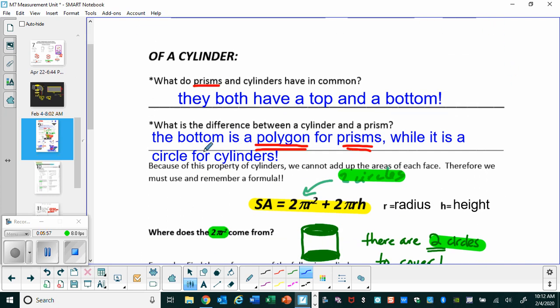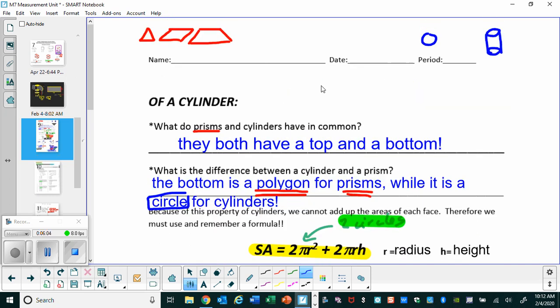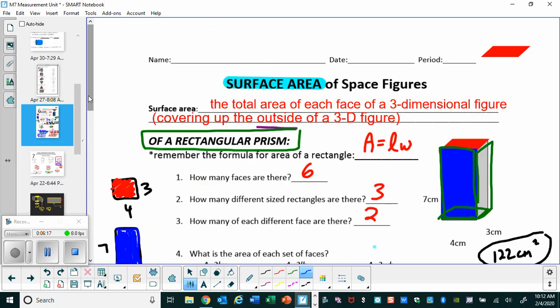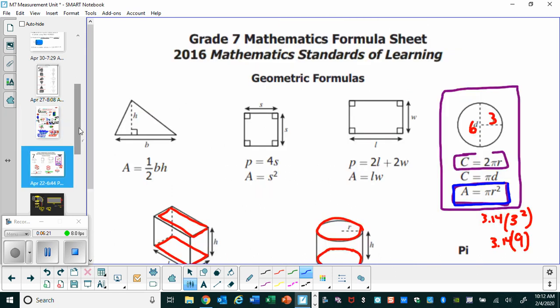All right, so because of this property of cylinders, we simply can't add up the area of faces. What I mean by that is because the bottom's a circle, that means that this face is this weird curvy part, and that's why we can't just say, okay, we're going to just add up the area of a bunch of different rectangles, kind of like we did in our last video where we found the area of a bunch of different rectangles and then added them up.